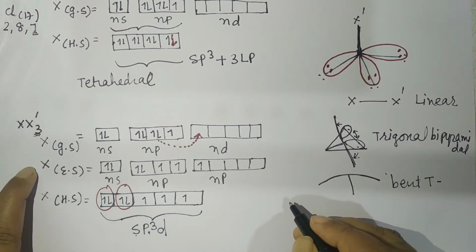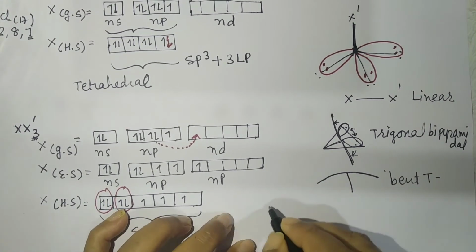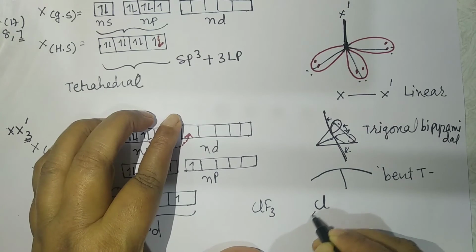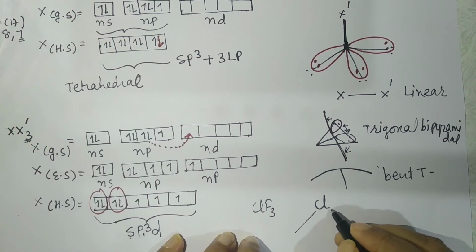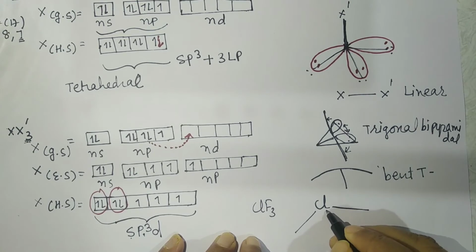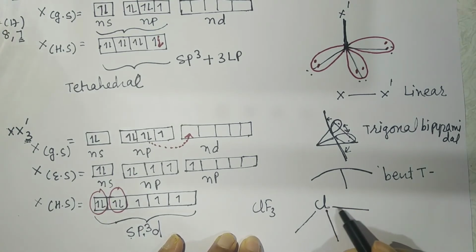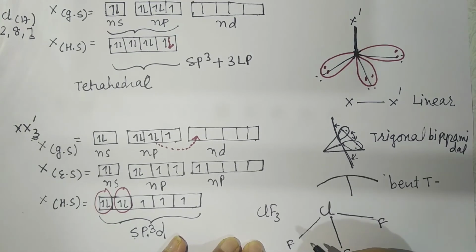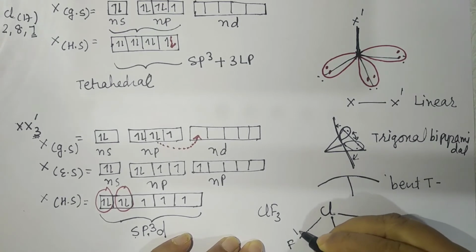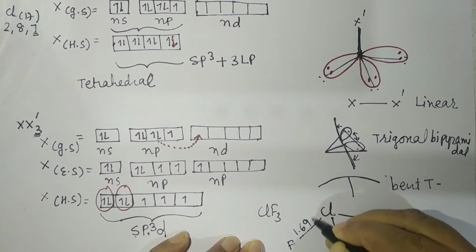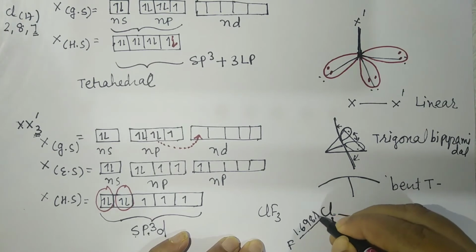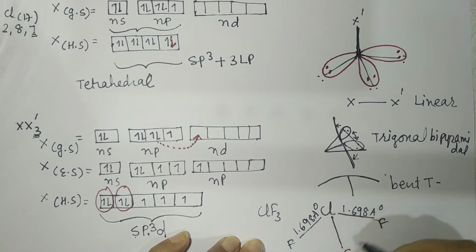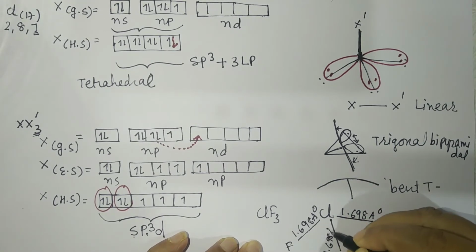If I want to take the example of ClF3, then in ClF3, how the molecule looks like. So this is your Cl and the 3 fluorine atoms, they will be in this way. The first one, second one and the third one. So this looks like a bent T if you can make out. So this is your fluorine, fluorine and fluorine. Now the bond length here is nearly 1.698 angstrom. So this is also the same, 1.698 angstrom, and same here, 1.698 angstrom.